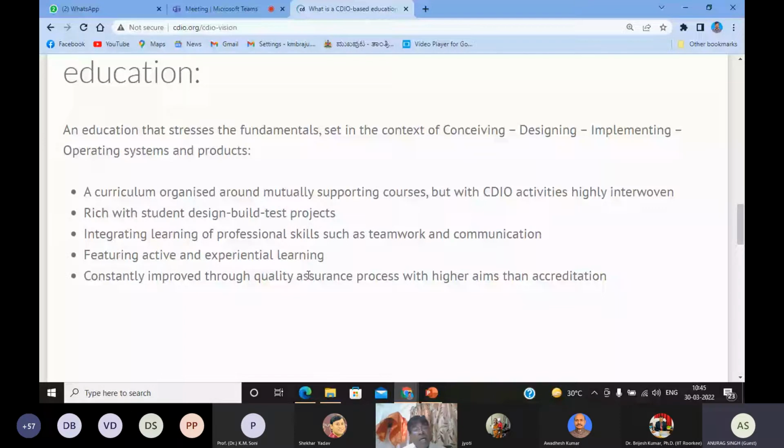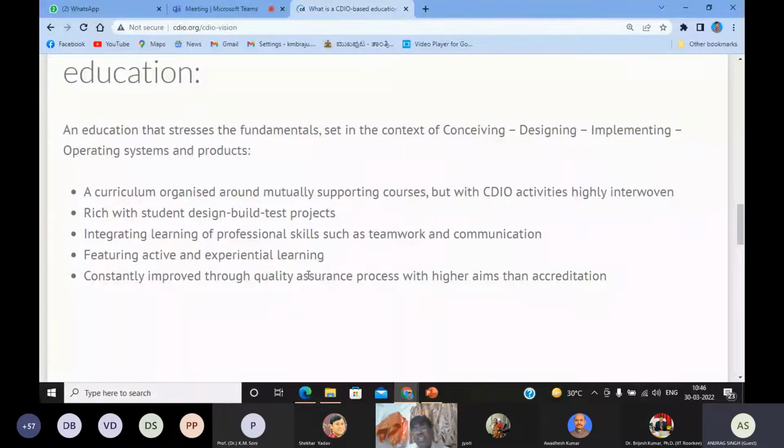Now, actually, the CDIO model is this. It is project-based learning. We were talking about project-based learning yesterday also, right? It is totally a project-based integrated model of education, where the students need to design, build, test projects, right? And they'll have to conceive an idea, design the idea from the first year onwards, right?